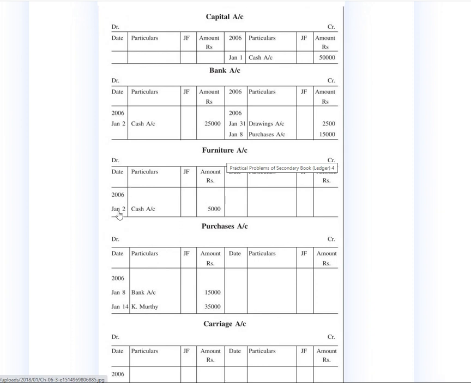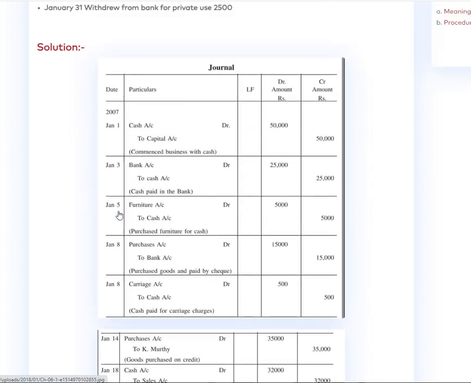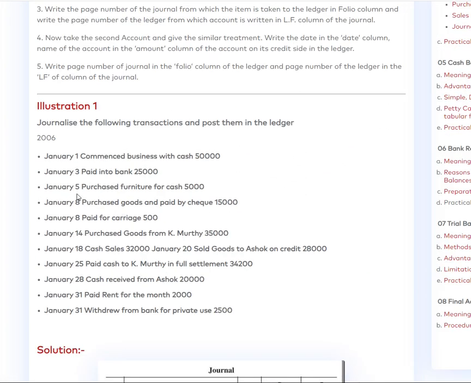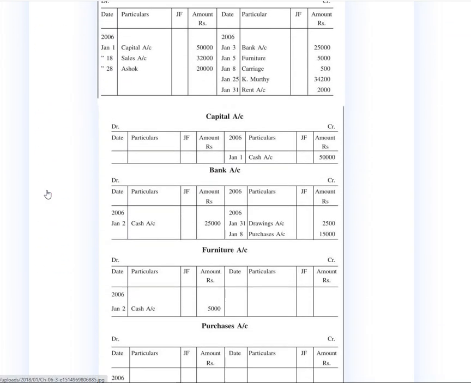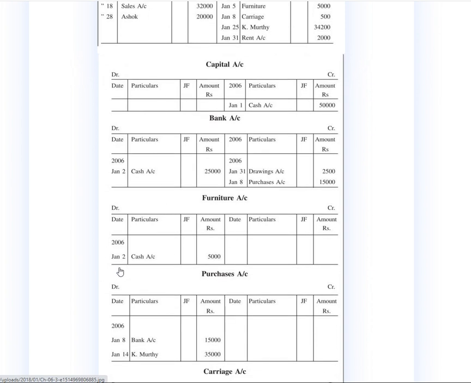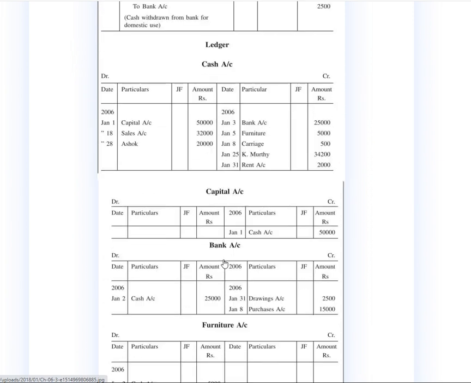I think it's not January 2nd. What should be the date? On January 5th actually. Okay, on January 5th a furniture is being purchased. So here it should be January 5th, furniture account debit to cash account 5,000. Okay, next.